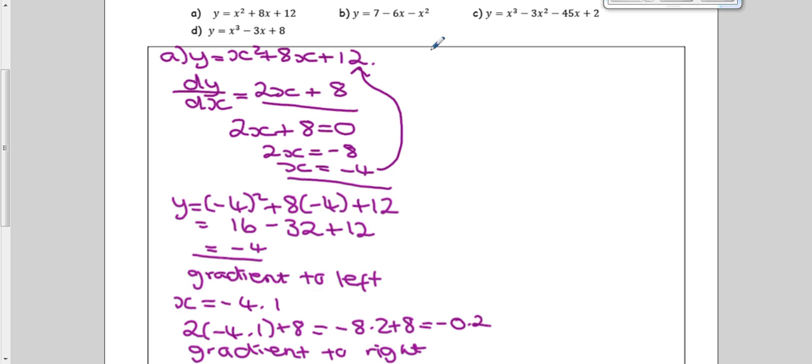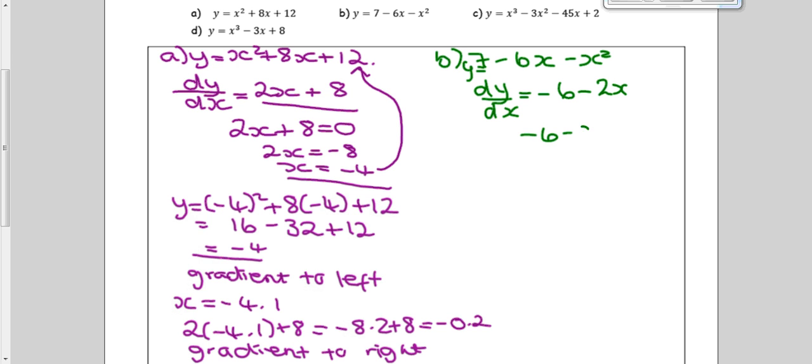Moving on to B, now we have the equation 7 minus 6x minus x squared. So the stationary points will still be at dy by dx equals 0. So we need to find dy by dx. So multiply by the power, reduce the power by 1. So the 7 disappears. We end up with minus 6 minus 2x. So we want where minus 6 minus 2x equals 0. That means that 2x equals minus 6. So x equals minus 3.